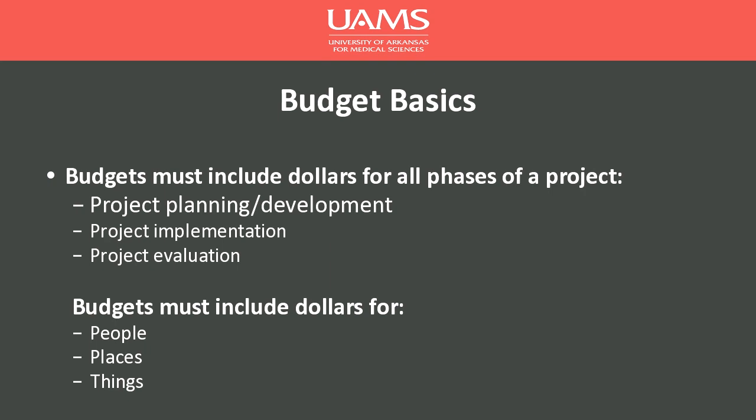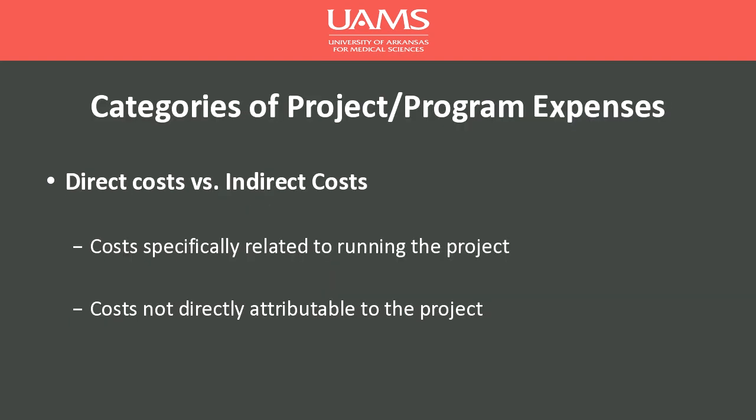So the categories for project to program expenses: direct costs versus indirect costs. We talked a little bit about it earlier. The costs specifically related to running and completing the project are direct costs. Things that are not directly attributable to the project are indirect costs, like the utilities and computers and telephones, normally. We'll talk a little bit further about unlike circumstances, but for the most part, those are the two key things to help you determine what's direct versus what's indirect.